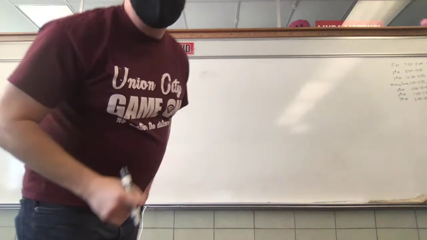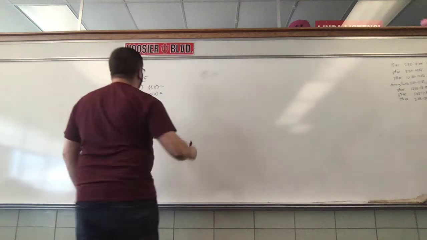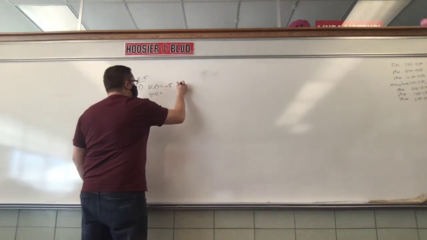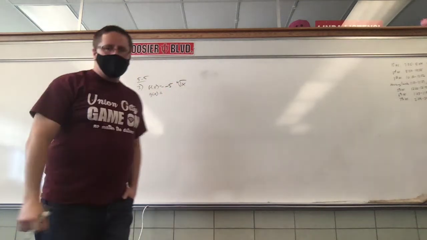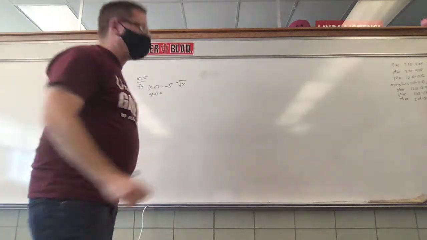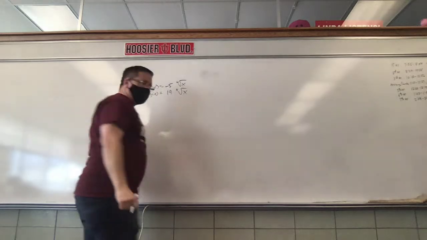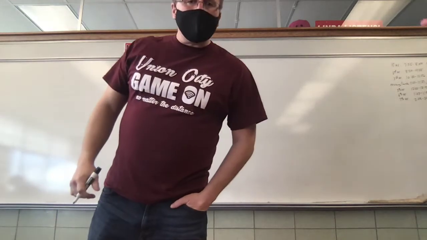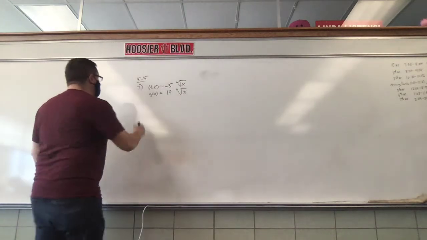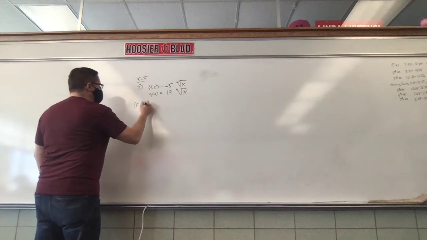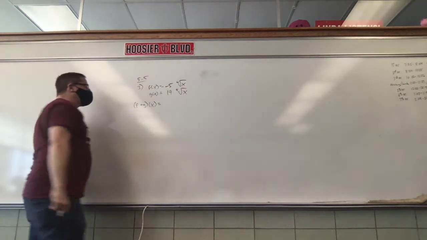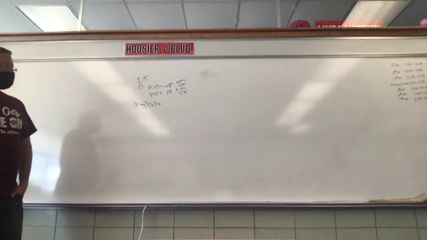F of x is the negative 5 fourth root of x, and g of x is 19 fourth root of x. Fourth root of x, okay? And they want you to do f plus g of x. And don't think hard on this. F plus g of x, I just kind of told you what we do. That's simply say, add the two functions together.